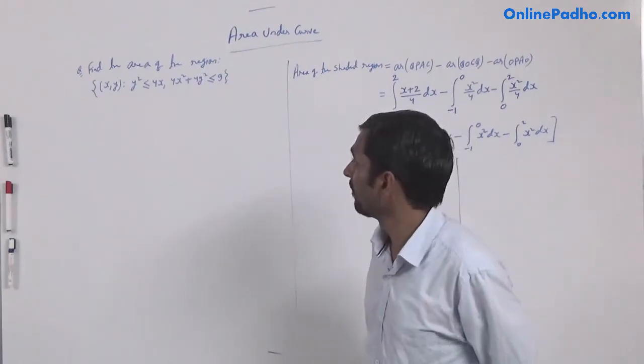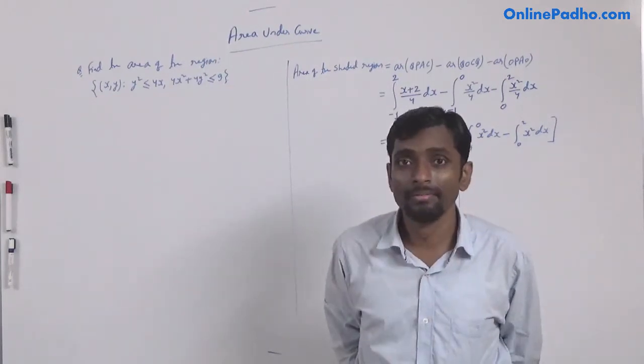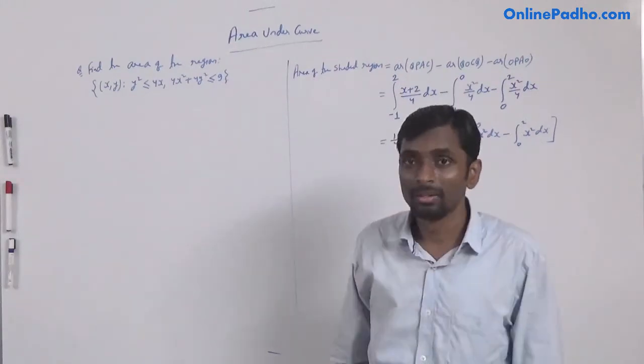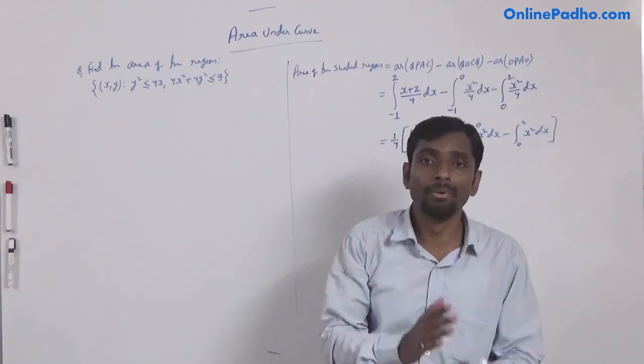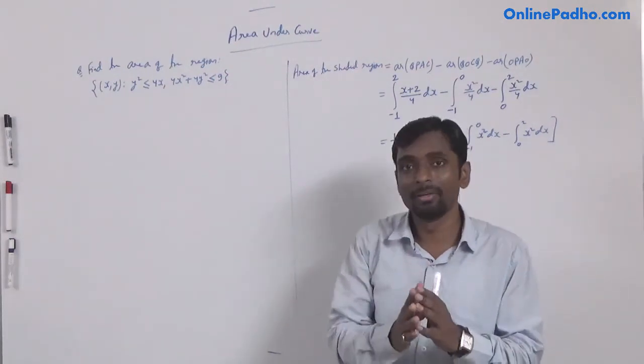How can you draw the graph of an inequality? We have two inequalities in this. One in terms of a parabola, the other in terms of a circle. We have two inequalities, not an equation.